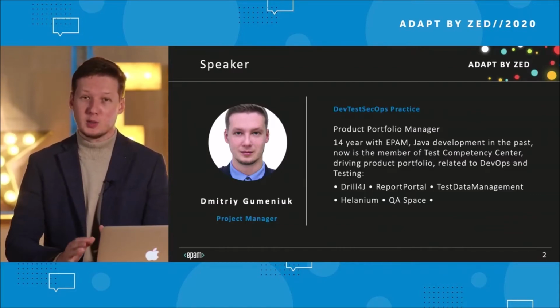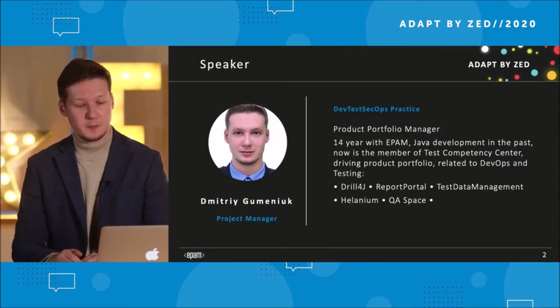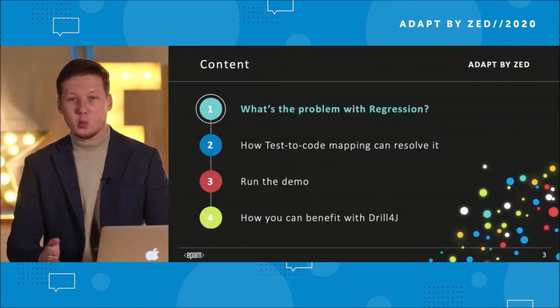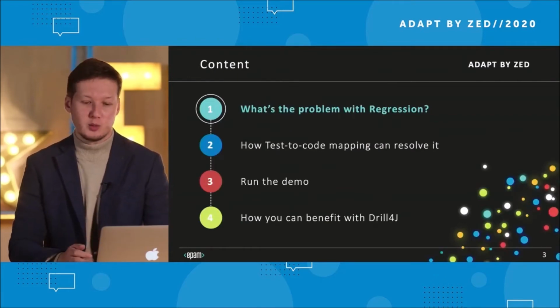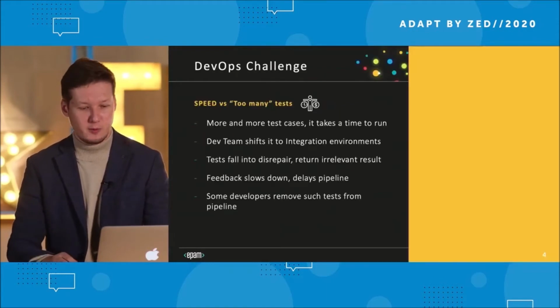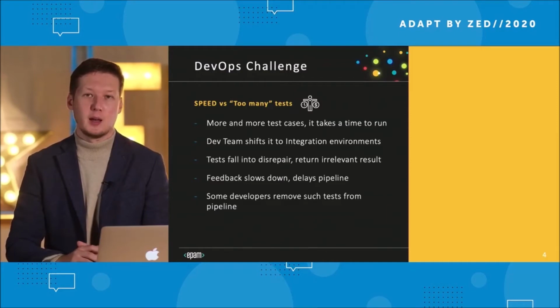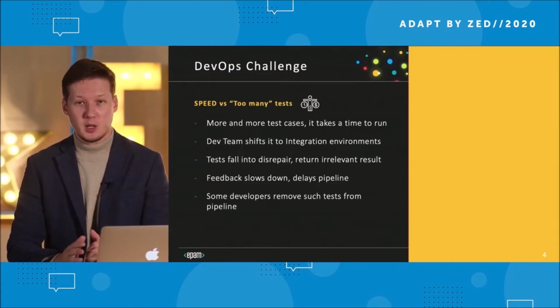So today we will speak about regression, how we can minimize it with value, and how you can benefit from it. So the question is, what's the problem with regression? Why do we need to minimize it and spend time on it? The main challenge we have in DevOps is actually speed.